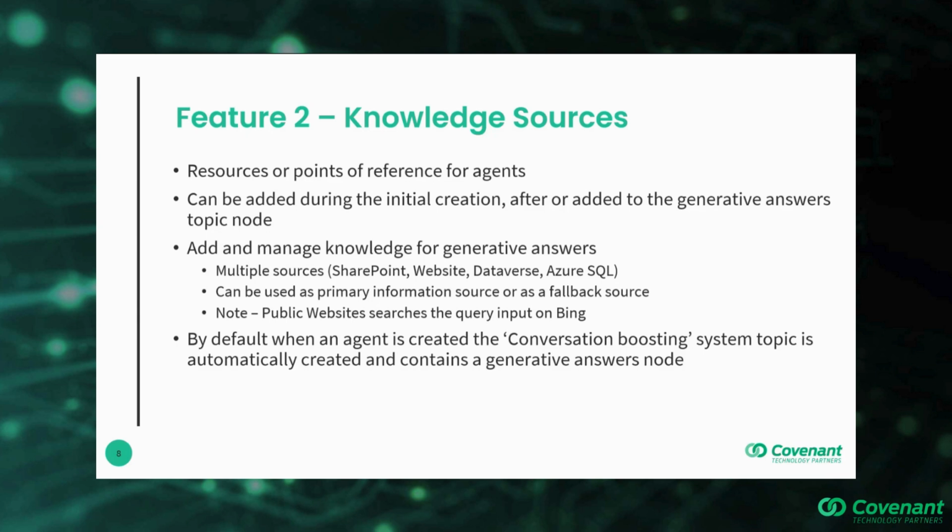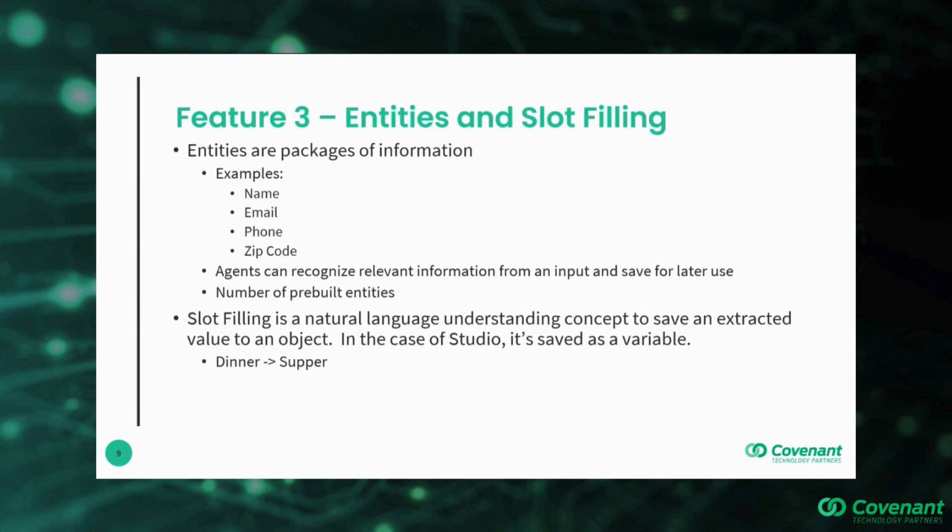And our last feature is entities and slot filling. So entities are essentially little packages of information. Some examples are name, email, phone, zip code, and agents can recognize relevant information from an input and save it for later use. And there's a number of pre-built entities already. So all of those examples are already pre-built. They're kind of just common points of information when engaging with a chatbot or agent.